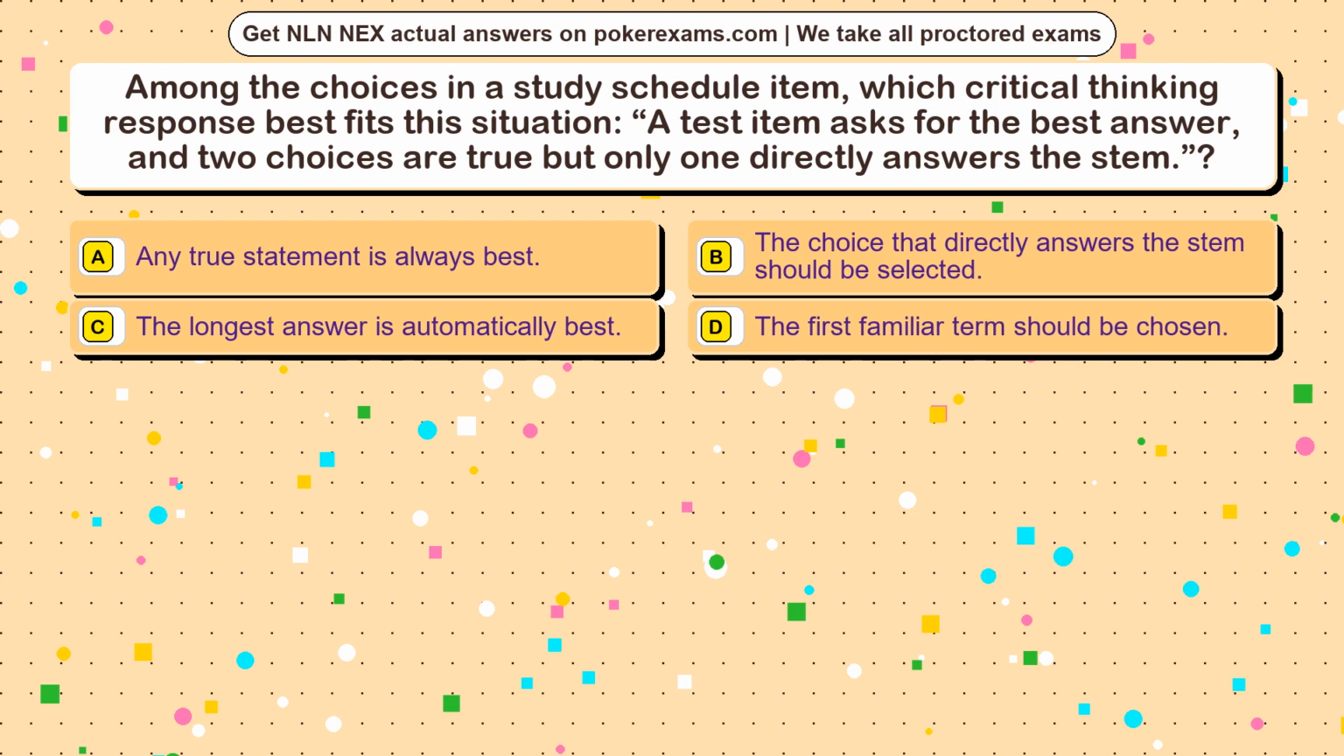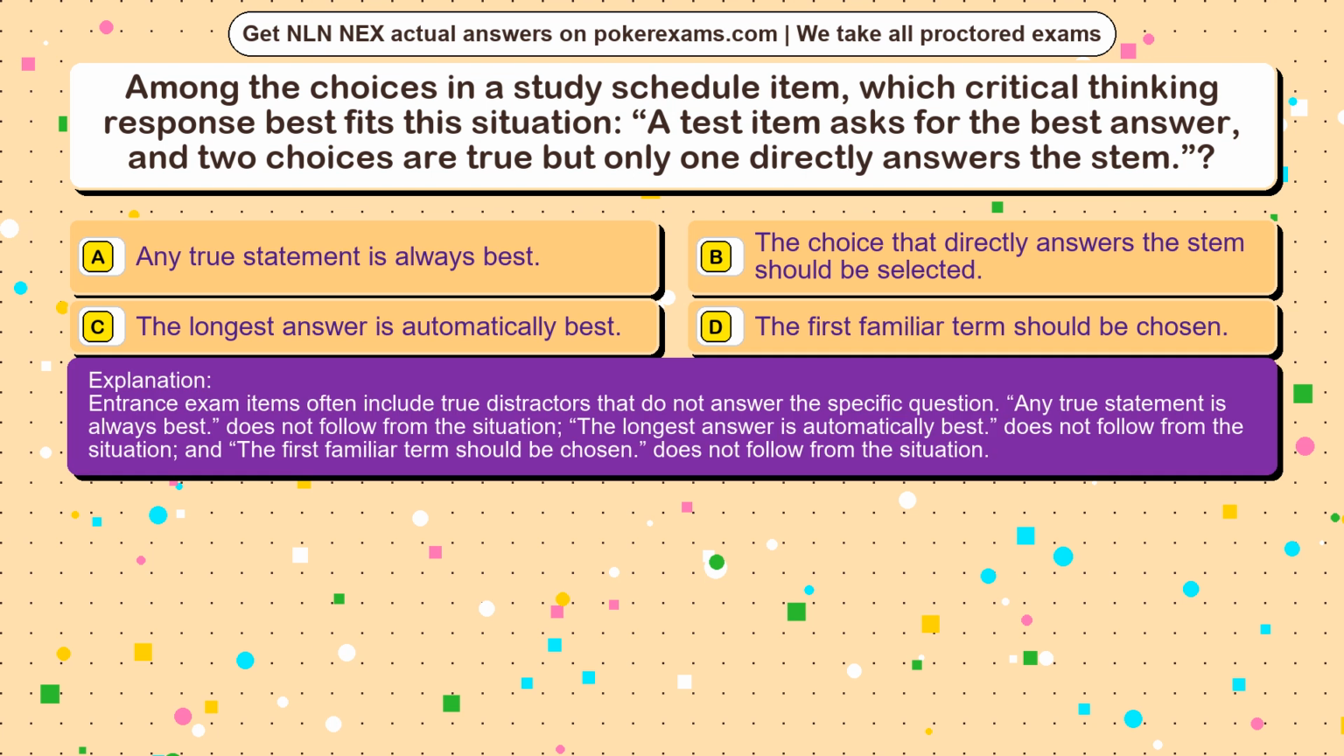The correct answer is option. Entrance exam items often include true distractors that do not answer the specific question. Any true statement is always best does not follow from the situation. The longest answer is automatically best does not follow from the situation, and the first familiar term should be chosen does not follow from the situation.